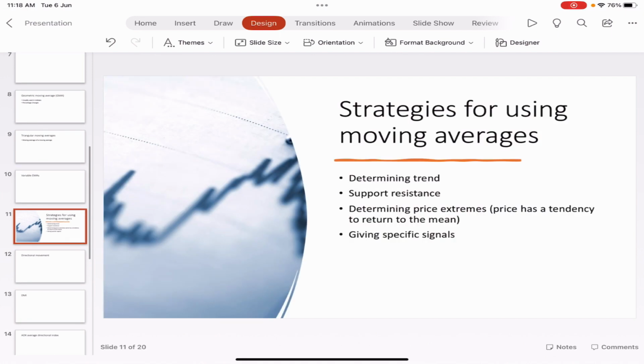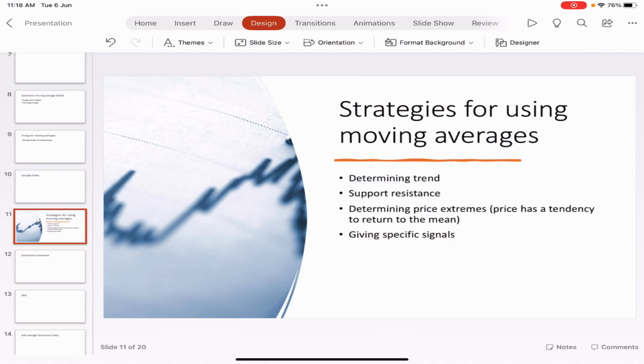Moving on to a strategy. Okay, now we come to the most important practical concept in the chapter, which is what are the strategies which we can use for moving averages. So what are the strategies which we are supposed to use for moving averages? So the first strategy is basically determining the trend.